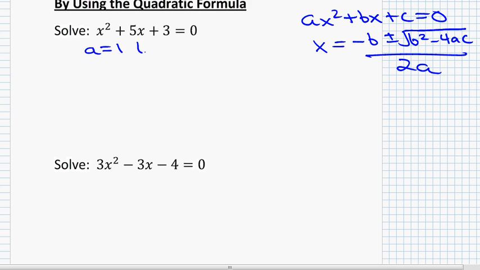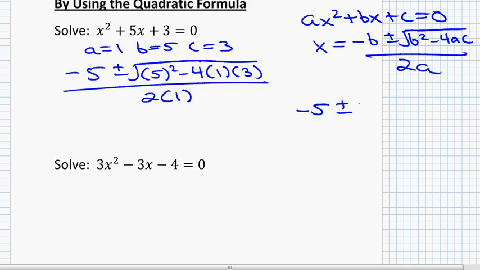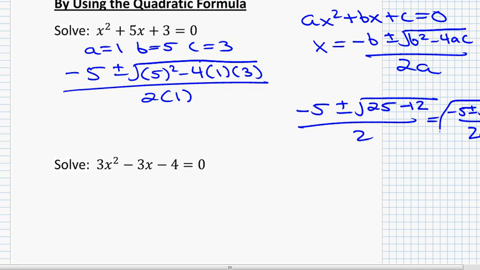Here a equals 1, b equals 5, c equals 3. So then you just put those in the quadratic formula. So you get negative 5 plus or minus the square root of 5 squared minus 4 times a times c, all over 2a. So you have negative 5 plus or minus the square root of, well, 5 squared is 25 minus 12, all over 2. So negative 5 plus or minus the square root of 13, over 2. And you can't simplify that any further.